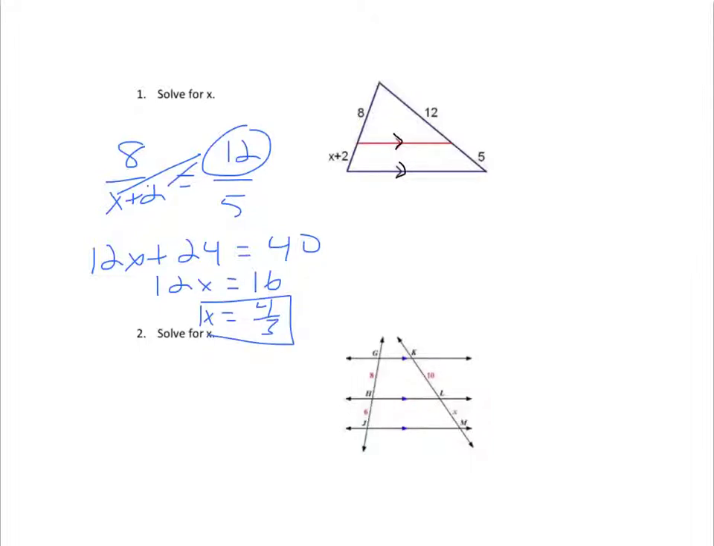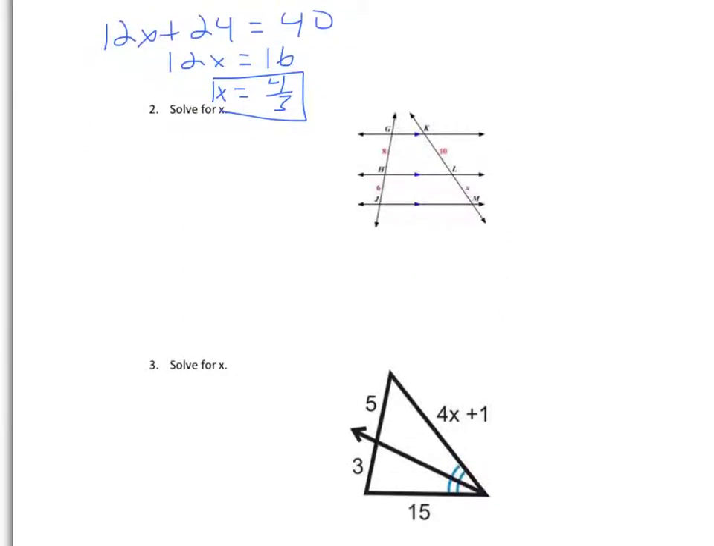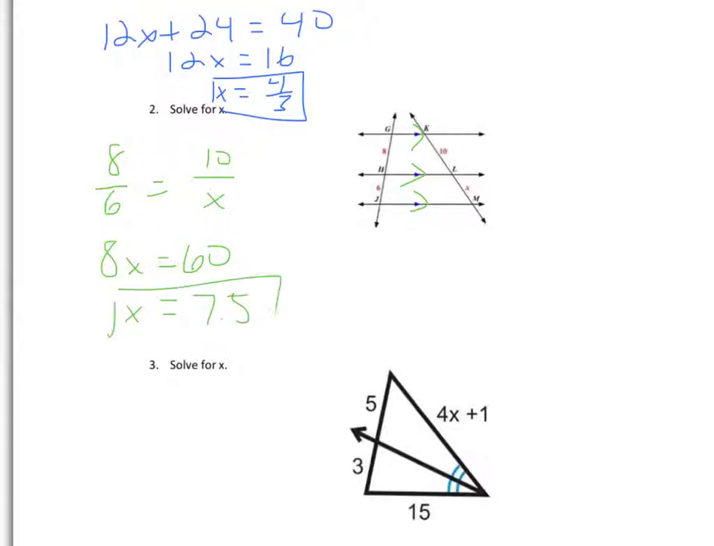All done. This next one, once again, we're going to solve for x. Once again, we already have our parallel lines labeled, so we can jump right into setting up our proportion and solving it. So here's our proportion, 8 over 6 equals 10 over x. Make sure you have them all in the right order. Cross multiply. 8x equals 60. And divide by 8 to get x equals 7.5. And last problem.